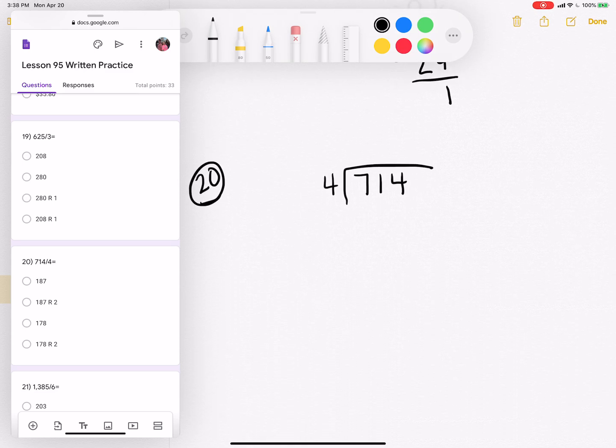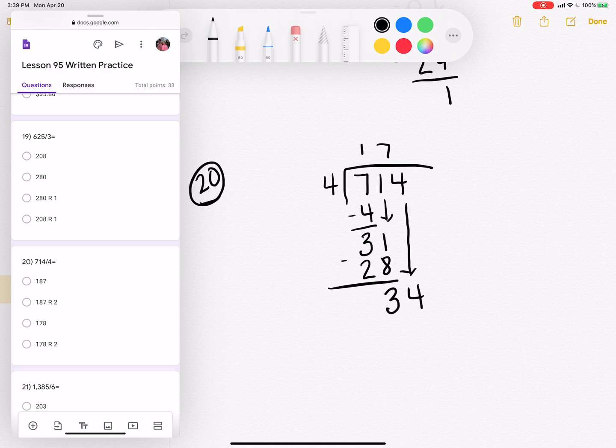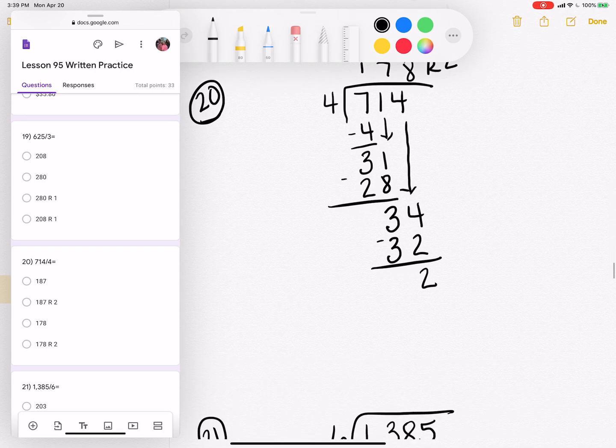20. 714 divided by 4. There is 1 4 in the number 7. 7 minus 4 is 3. Bring down your 1. How many 4's are in 31? 7 times 8 is 28. If you count up, 28, 29, 30, 31 is the difference of 3. Bring down your 4. How many 4's are in 34? 8 times 4 is 32. 4 minus 2 is 2. 178, remainder 2 on number 20.